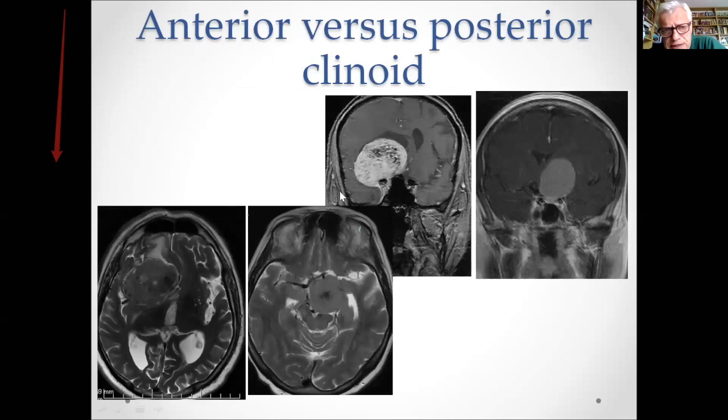There are two tumors, anterior versus posterior clinoid, which look alike on the AP view. They look completely different on the axial view. You see that this one, which is anterior clinoid, is in front of the arteries, in front of the important structures. This one is just the opposite, posterior to the arteries, posterior to all the structures. And these, fortunately, are not that frequent. Those are rare tumors. Those are the difficult ones.